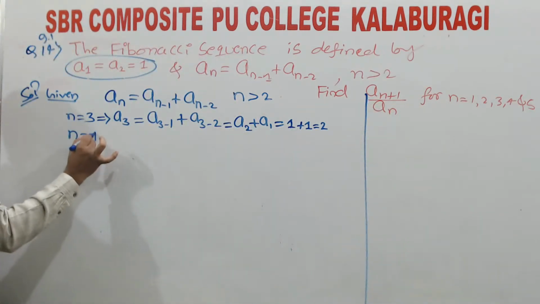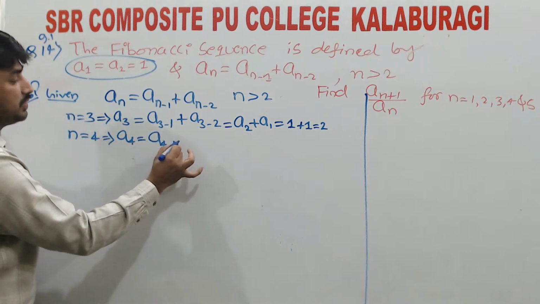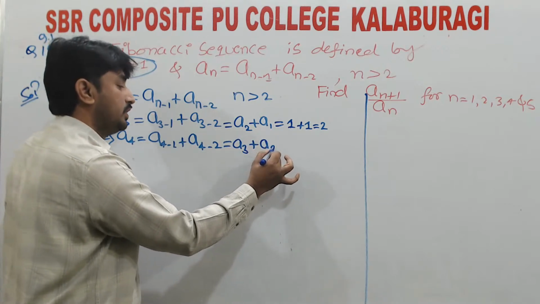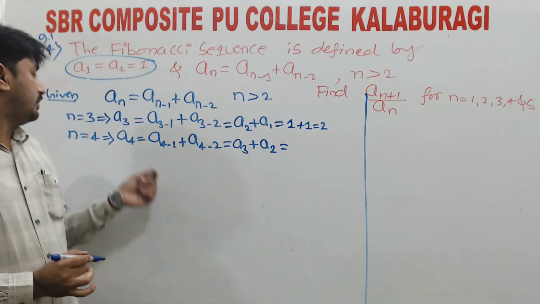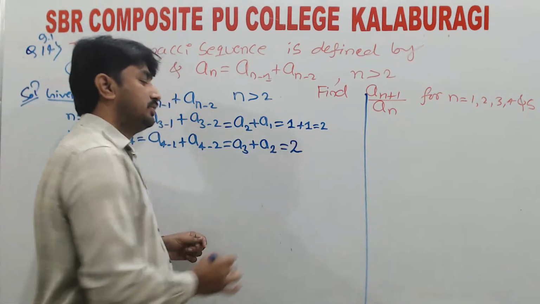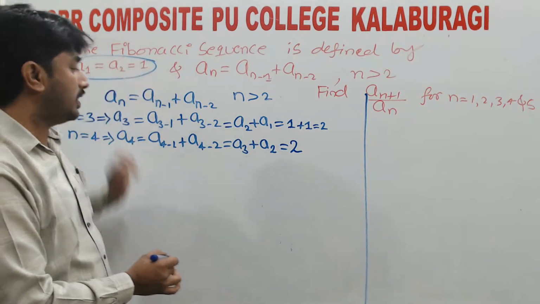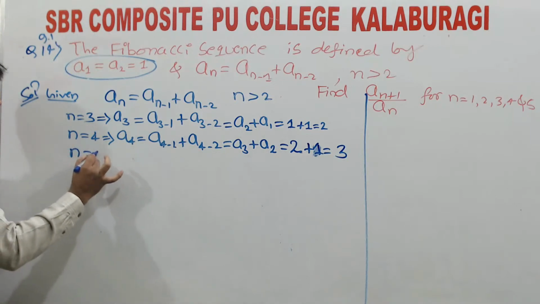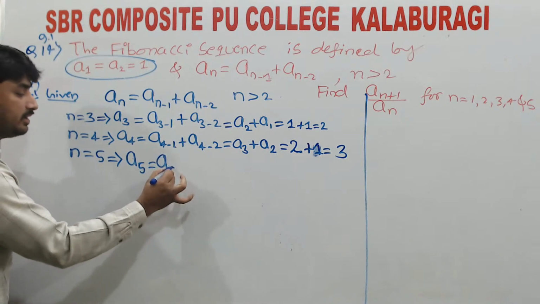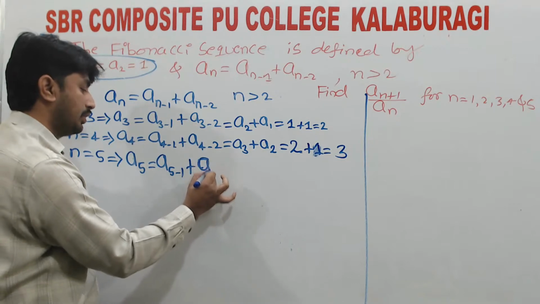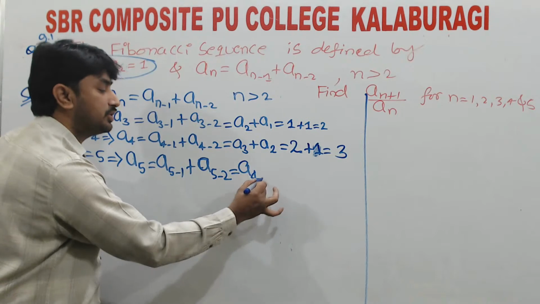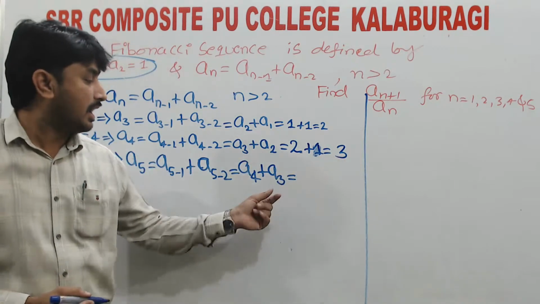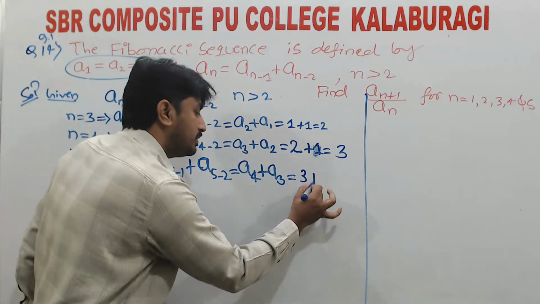Okay. And take n equal to 4, which implies the fourth term a4 equals a4 minus 1 plus a4 minus 2. Here 4 minus 1 is 3, so a third plus a second term. We already solved the third term value as 2, so take a3 value as 2 plus a2 value, which is already given as 1. Therefore, it is 3. Next, take n equal to 5, which implies the fifth term is equal to a5 minus 1 plus a5 minus 2. a5 minus 1 is the fourth term, and a5 minus 2 means the third term. Here the fourth term value is 3 and the third term value is 2. Here 3 plus 2 is equal to 5.